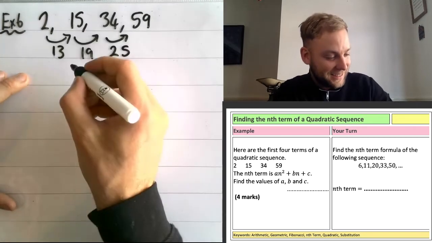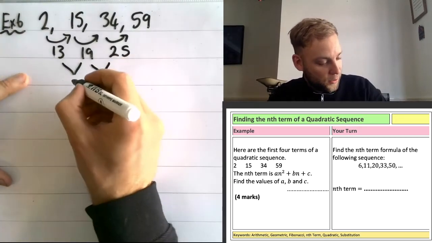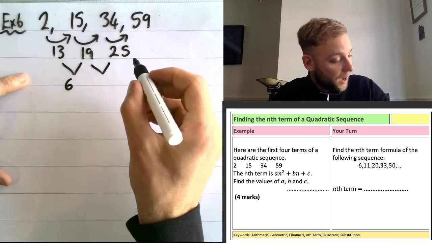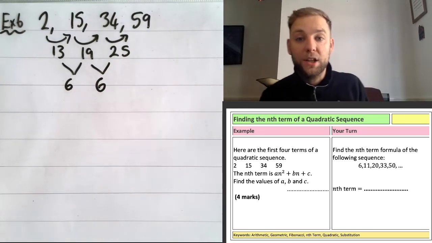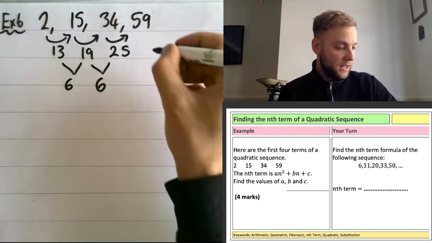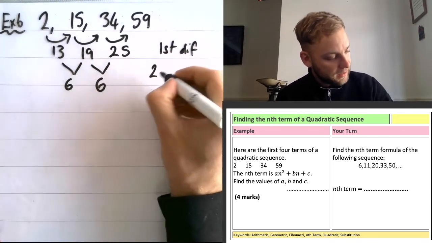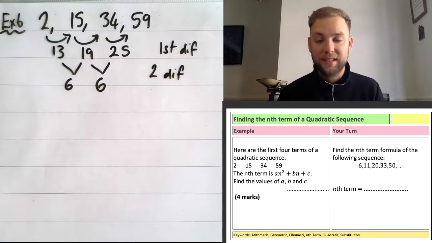Then I find the second difference of this. 19 take away 13 is 6. And 25 take away 19 is also 6. What am I noticing here? This is my first difference, this is my second difference. My second difference isn't 2 this time, it's 6.